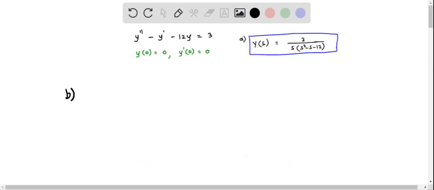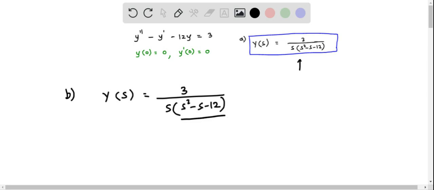In part B, we write down the right side expression using partial fraction decomposition from the equation for Y of s. So first let's write Y of s. This equals 3 divided by s times s squared minus s minus 12.